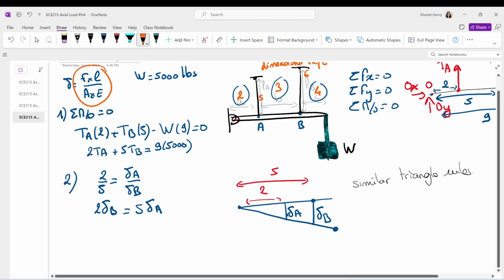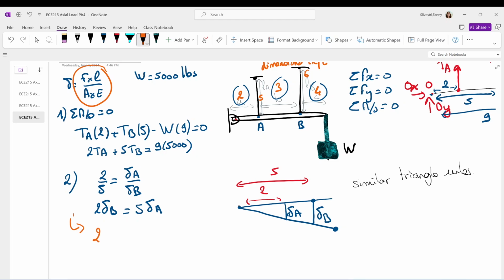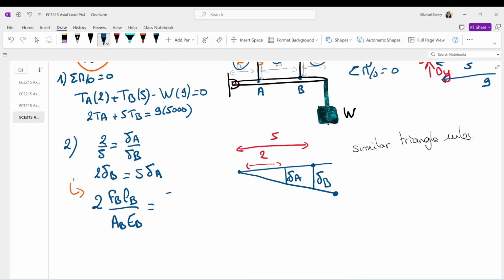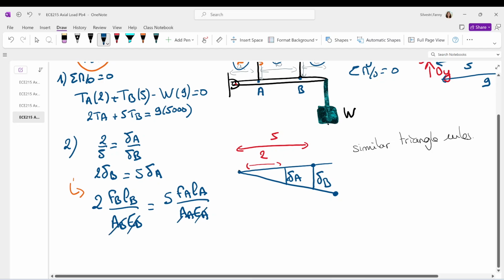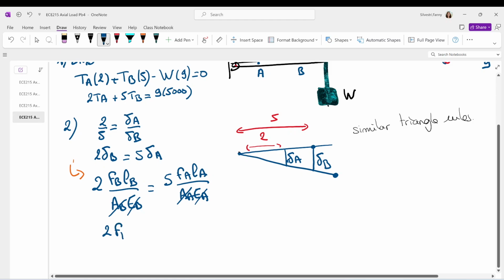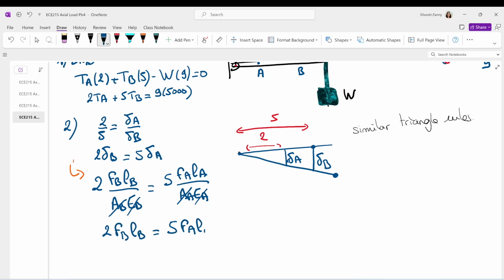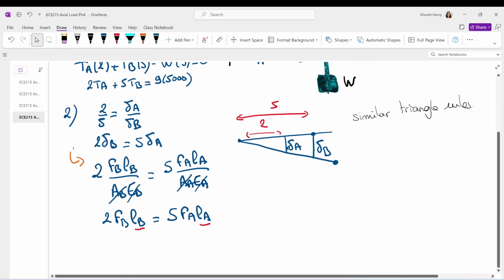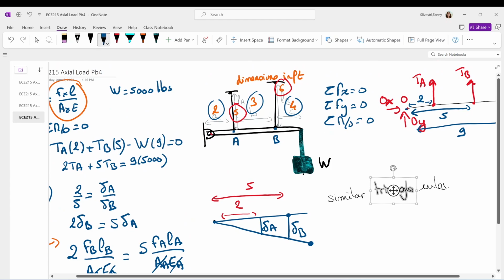And now we will use this formula, and we will plug them into this one. So we have 2 FB LB over AB EB equals 5 FA LA over AA EA. We assume in our example that the two cables have the same Young modulus and have the same area. So we can write that 2 FB LB equals 5 FA LA. For those LA and LB, that's the initial length, that's the data that are given there, the 5 and the 6. So LA was 5, and LB was 6. See those values in red.